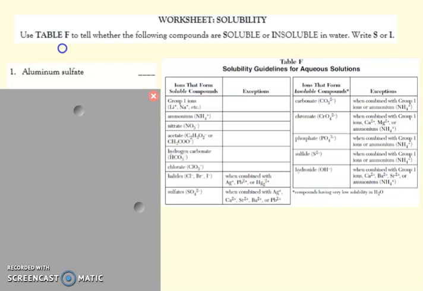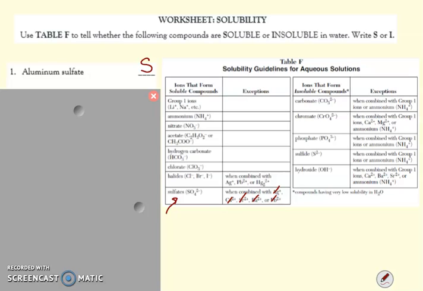All right, so the first one here, aluminum sulfate. Down here on Table F, I see sulfates are all soluble except with silver. Well, we have aluminum. Calcium, nope, that's not it. So we don't have silver, we don't have calcium, we don't have strontium or barium. So aluminum sulfate must be soluble.